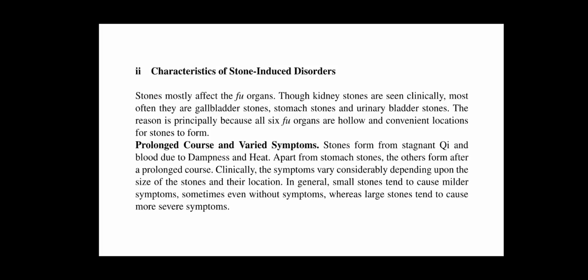Prolonged course and varied symptoms. Stones form from stagnant qi and blood due to dampness and heat. Apart from stomach stones, the others form after a prolonged course. Clinically, the symptoms vary considerably depending upon the size of the stones and their location. In general, small stones tend to cause milder symptoms, sometimes even without symptoms, whereas large stones tend to cause more severe symptoms.